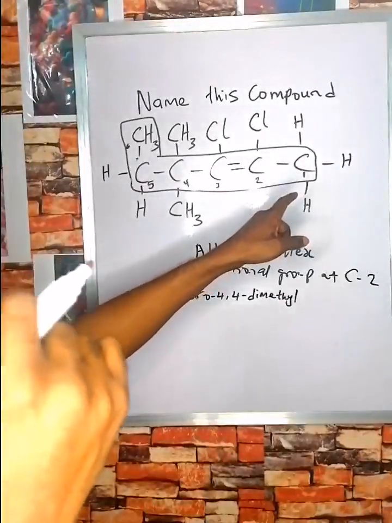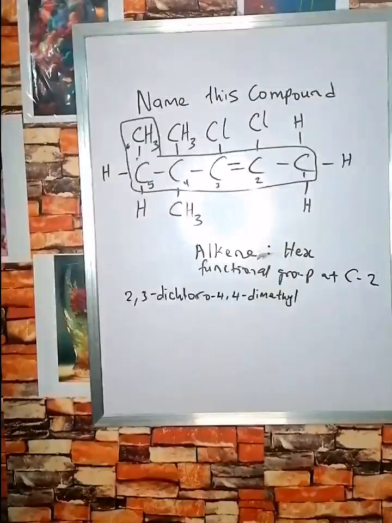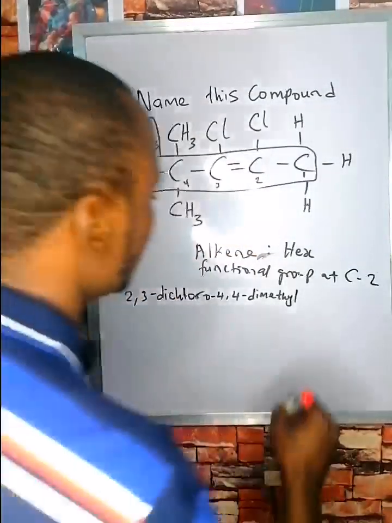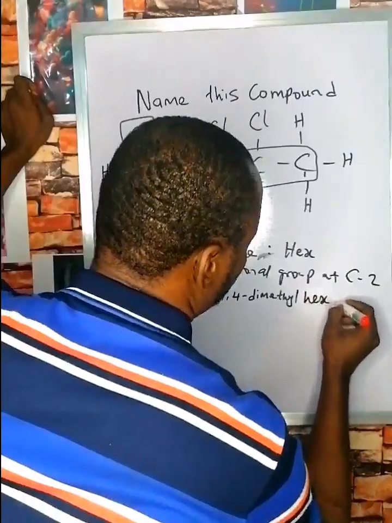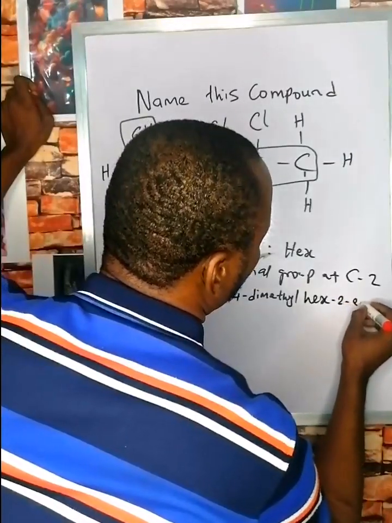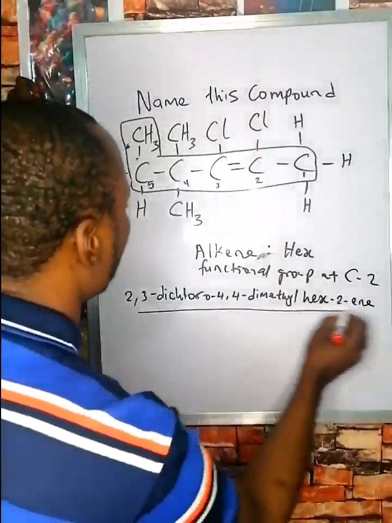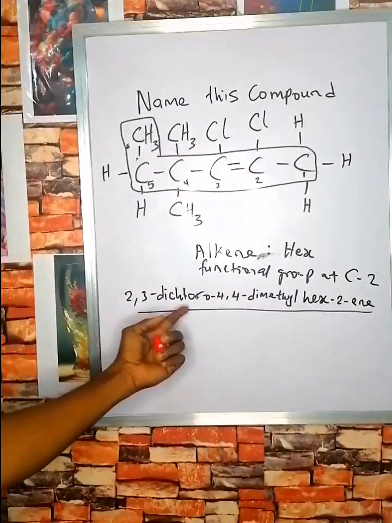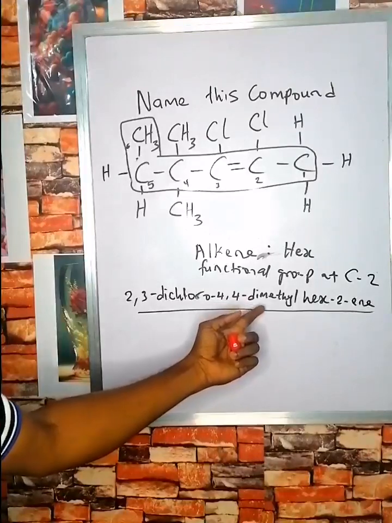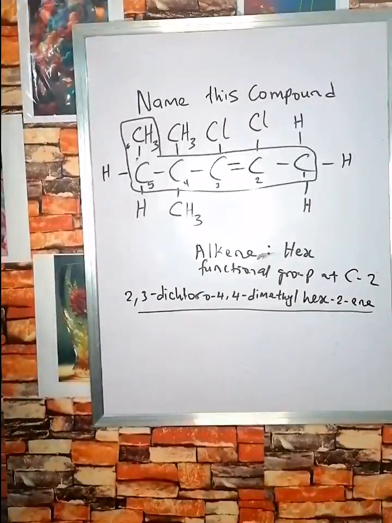Now, what was the longest chain? It's a hexene. When you are calling it hexene, you must indicate where the functional group is located, which is at carbon number 2. So this is hex-2-ene. So that's the name of the compound: 2,3-dichloro-4,4-dimethylhex-2-ene. I believe you've learned something from here.